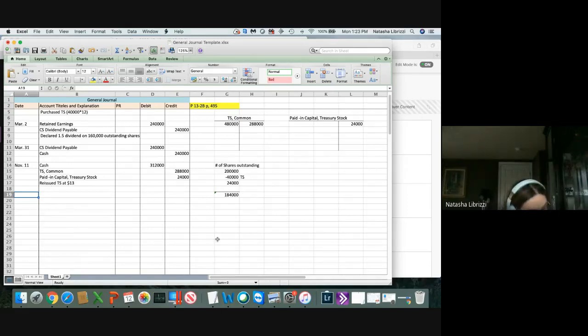All right. On November 25th, I sold 16,000 of treasury stock at $9.50 per share. Again, I'm going to do my cash first. Remember how I said cash is the easiest one? So for cash, I'm going to take my $9.50, and then I have 16,000 shares. So it's 152,000, right? I'm going to skip a couple lines.